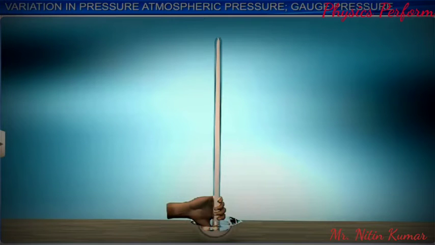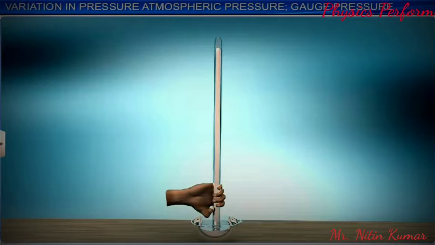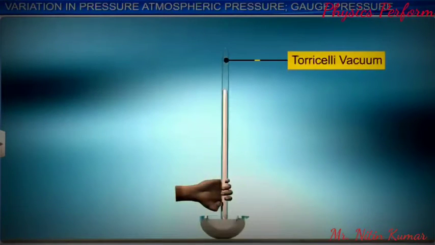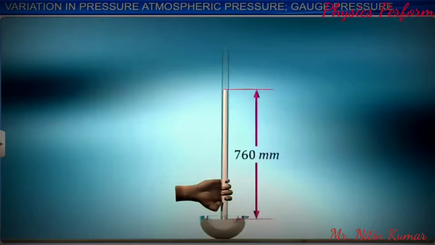The height of the level of mercury in the tube is nearly 76 centimeters or 760 millimeters above the free level of mercury in the trough, which is equivalent to 1 atmosphere. There are different units of measurement for atmospheric pressure. It can be measured in millimeters or centimeters of mercury column in the barometer.